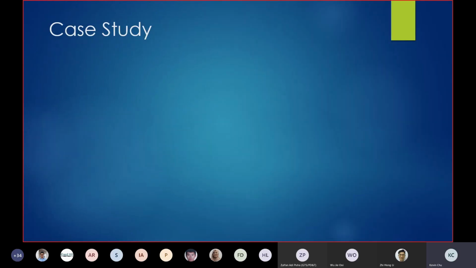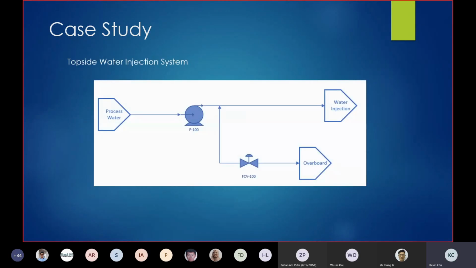So that's it for the demonstrations and analysis using the Pipenet. In this section, we would like to show you a case study. This is for a topside water injection system. During normal operations, the water injection pump will be delivering the water to the water injection system, to inject the water into the well to maintain the reservoir pressure. During normal operations, this valve will be 100% closed, and no water is allowed to go to the overboard.